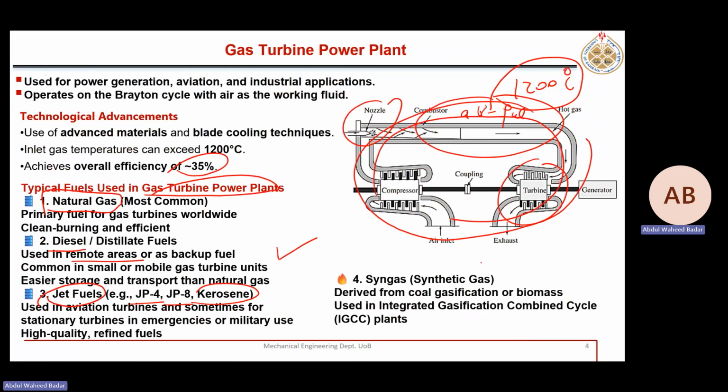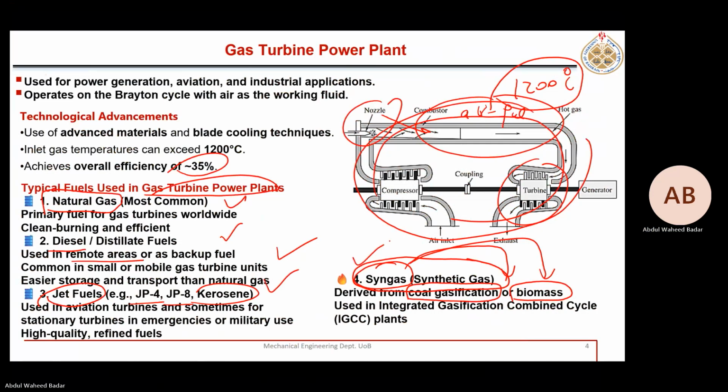This is another type of gas which can be used in these gas turbine power plants if we can convert coal into gas form. Not solid coal, but gaseous coal. There is a chemical process which can convert this solid coal into a gas form. So that gas can be used, or we can also use biomass. So this is named syngas. If we convert coal or we use biomass to run that gas turbine power plant. So these are the commonly used fuels.